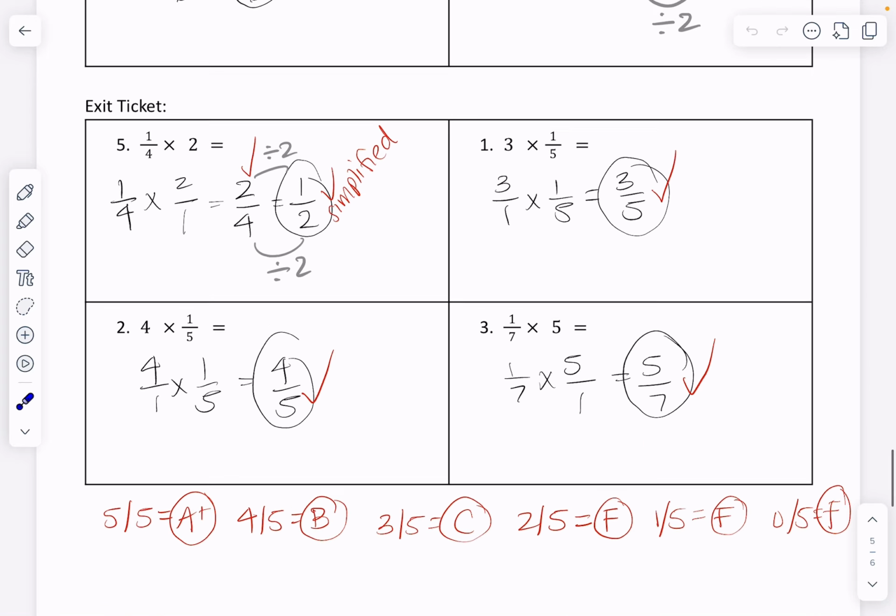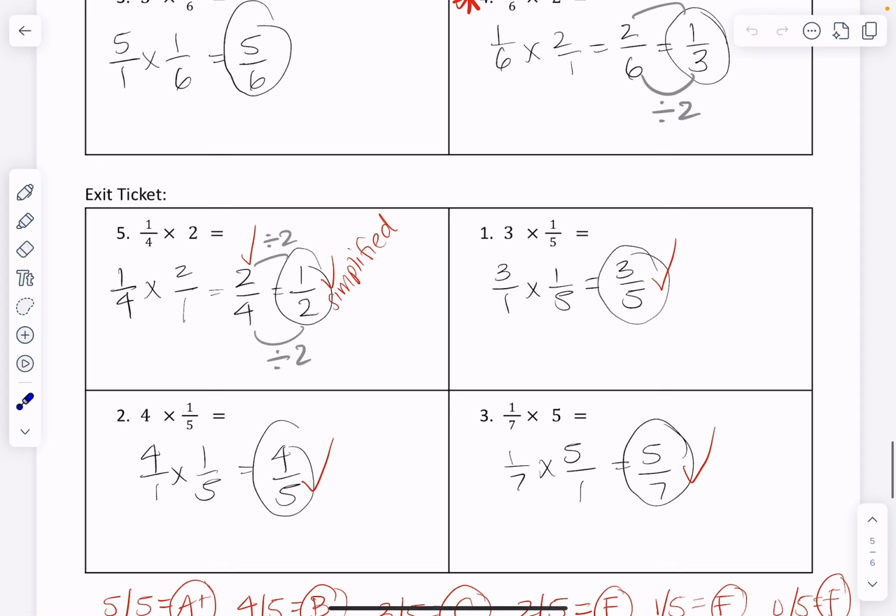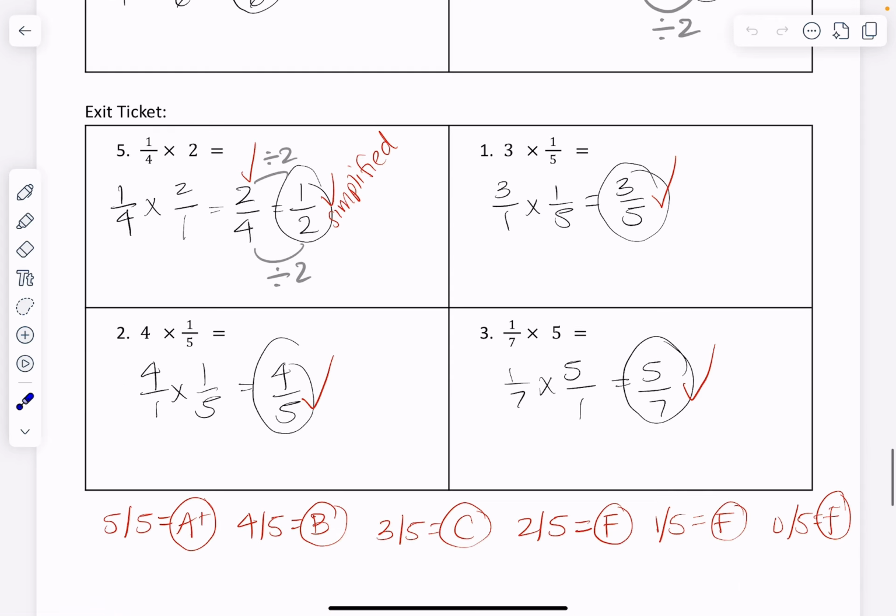And then they are going to spend about 5 minutes on the exit ticket, where for question 1, it does require them to simplify, so they'll get an extra point for the simplification. And then the other questions don't require them to simplify. So this exit ticket is a total of 5 points. And here's the scale at the bottom.